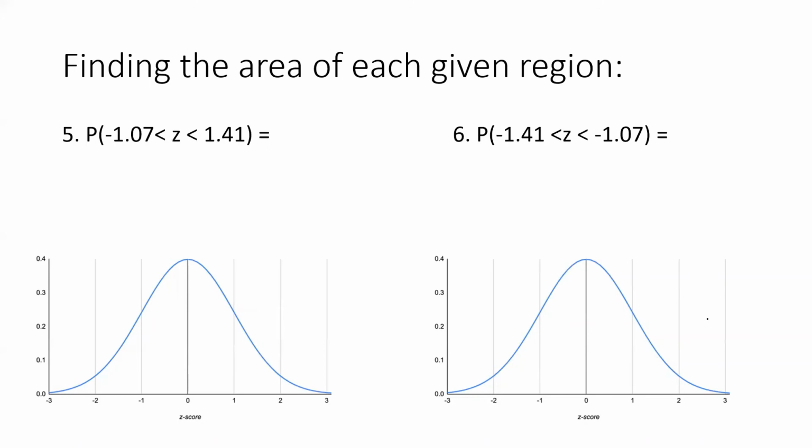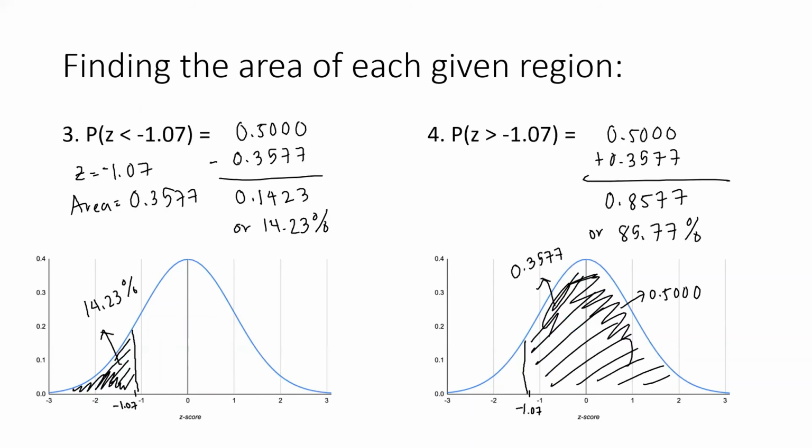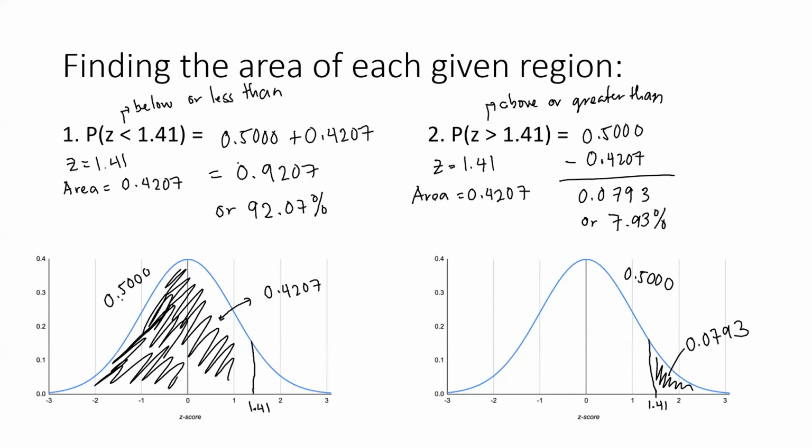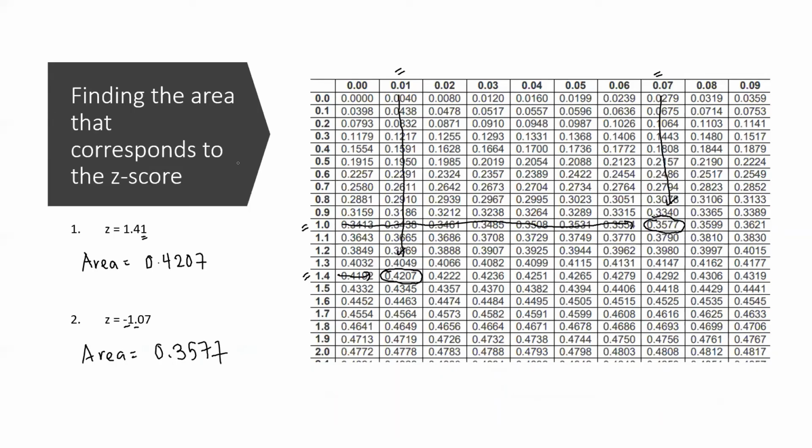So now we're going to focus on the betweenness. We're going to find an area wherein z is between negative 1.07 and 1.41. So what we are going to do is find the area that corresponds to negative 1.07 and 1.41. To make things simple, we're going to revisit the areas that correspond to these values.